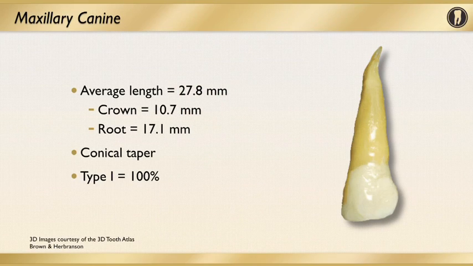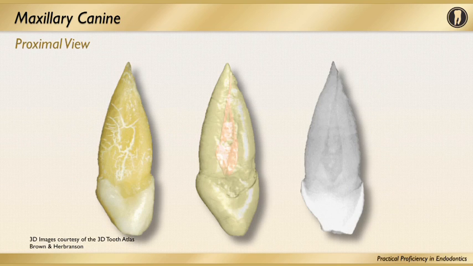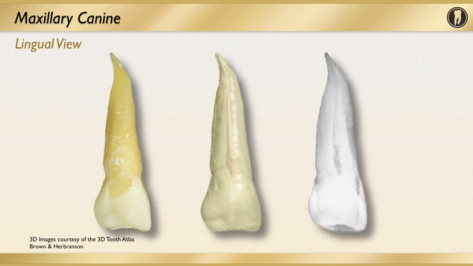Here's a facial view of the maxillary canine, and the anatomy here is fairly simple. Proximal view, you can see that facial to lingual, there's a little bit more pulp tissue in there. So you definitely have to do your clean out phase and shaping mechanically and your chemical debridement well. Here's your lingual view of your canine.